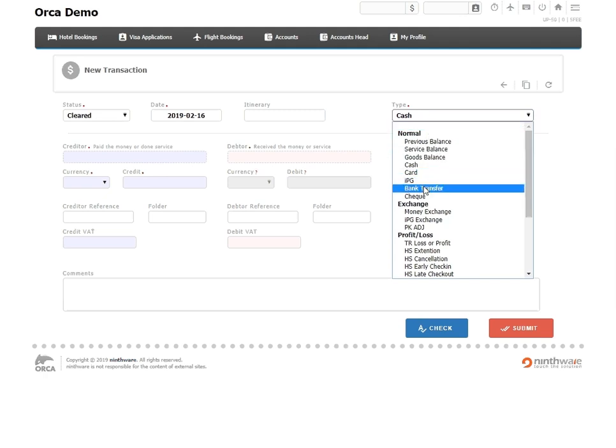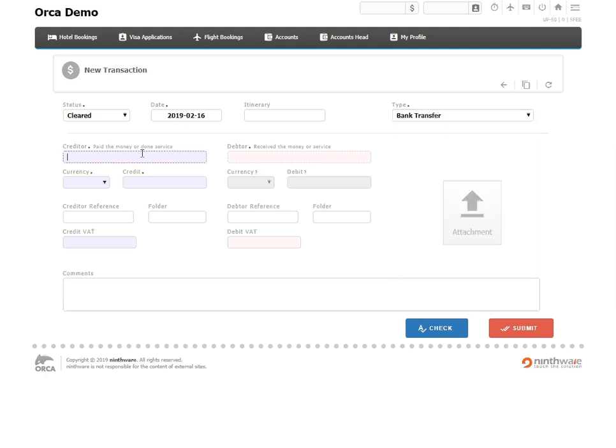Or for example, this is a bank transfer. Who paid the money? For example, your client. Where did you receive the money? In your bank. What is the currency? For example, dirham. How much did you receive? 100 dirham.